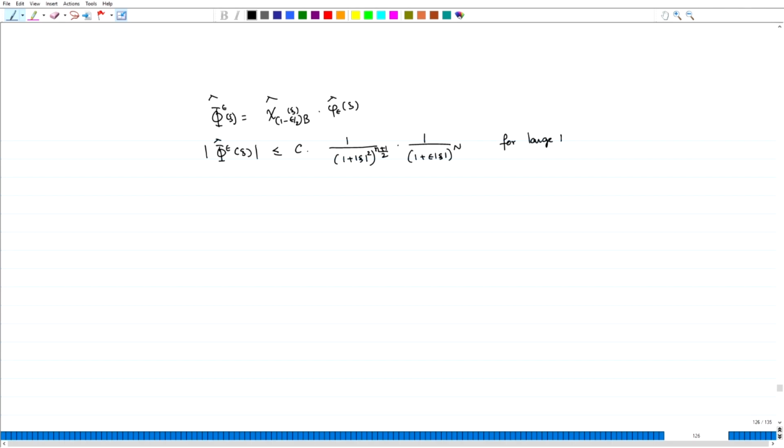So this is what one can get: epsilon mod xi to the power n, for large n, because of the Schwarz class estimate. Similarly, we will get a similar kind of estimate for psi epsilon hat of xi, which is less than or equal to some other constant c prime, for large n.